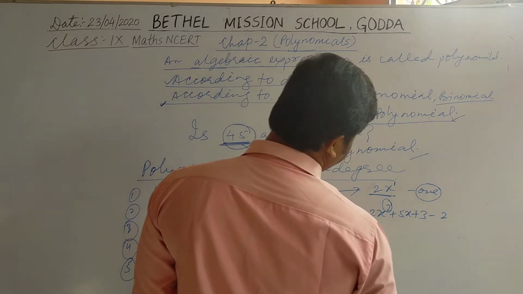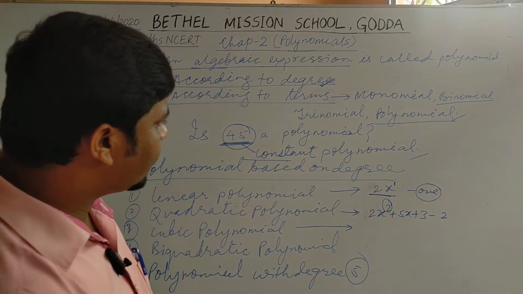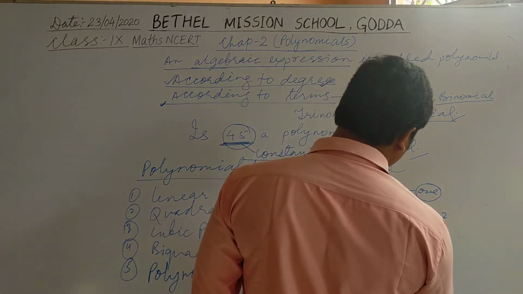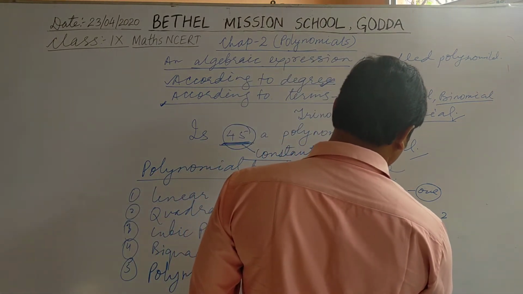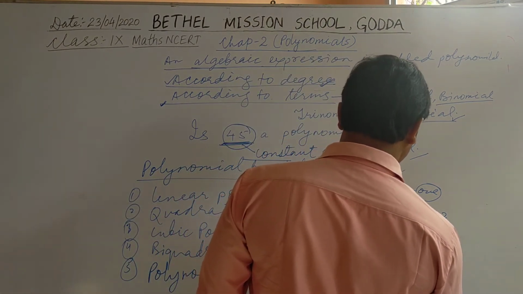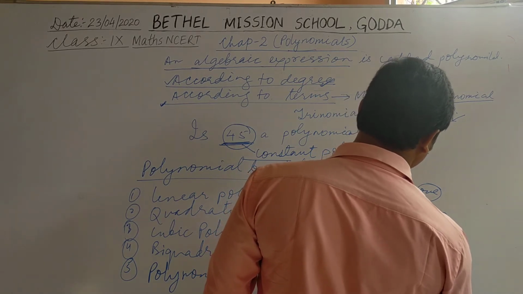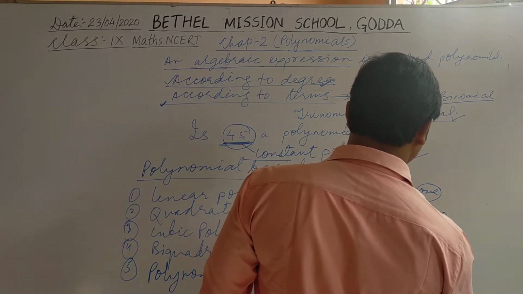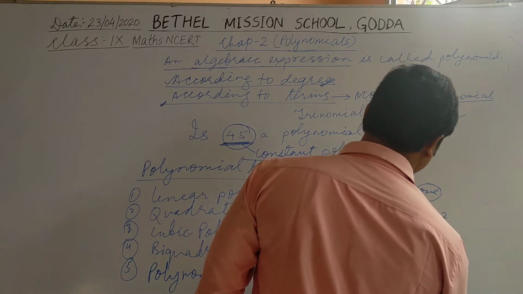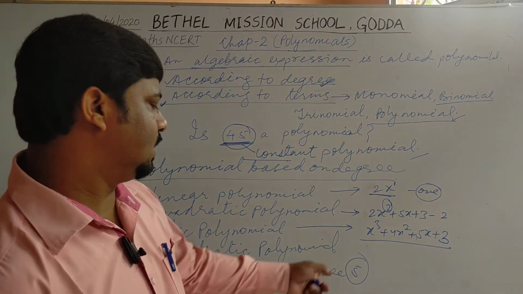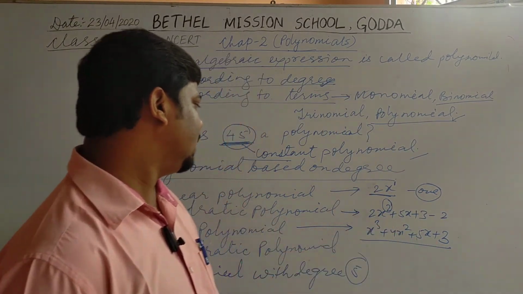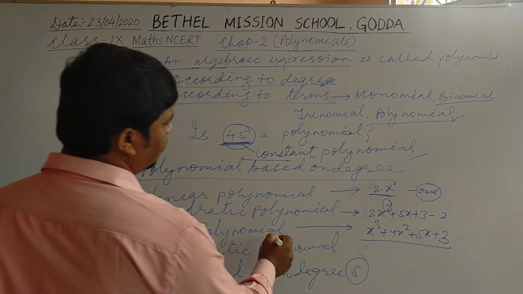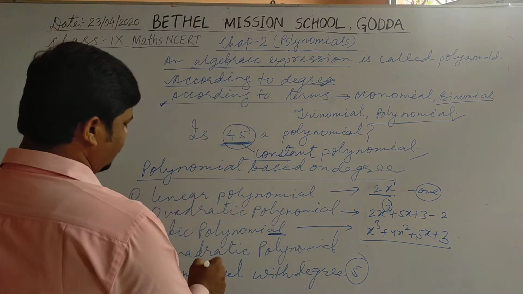Cubic polynomial, if the degree of the polynomial is 3, that is called cubic polynomial. x cube plus 4x square plus 5x plus 3. So you can see the degree of this polynomial is 3. That's why this type of polynomial is called cubic polynomial.